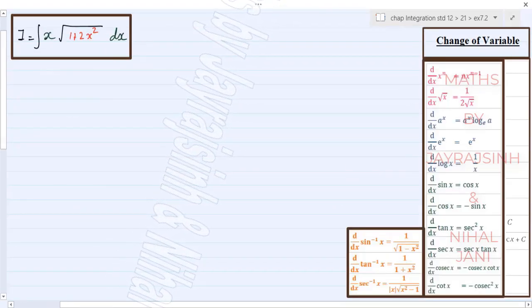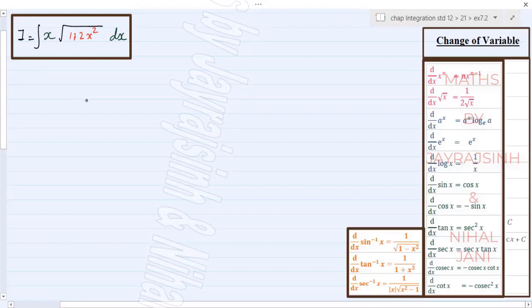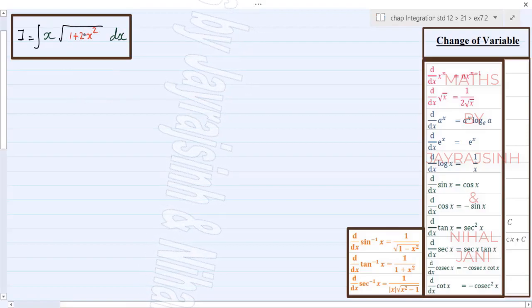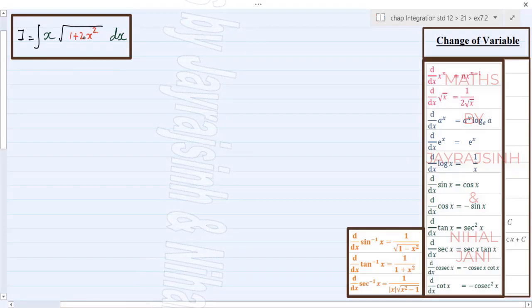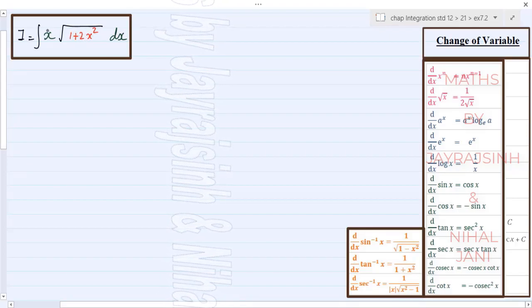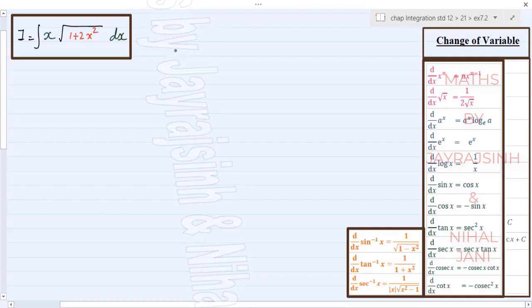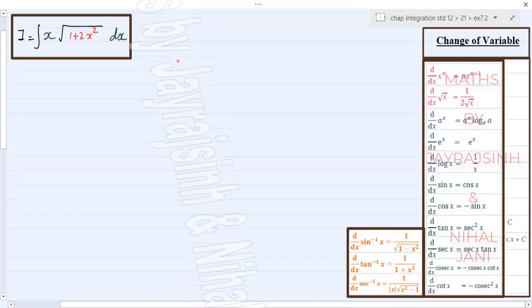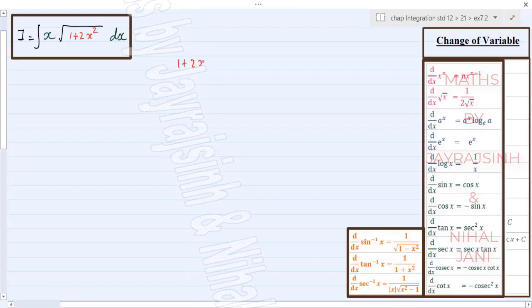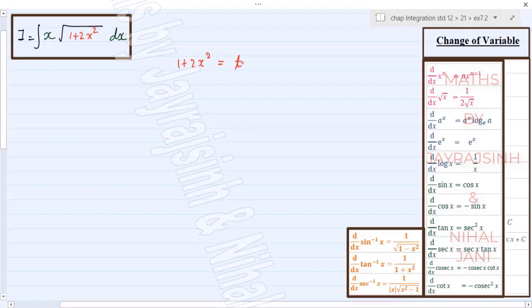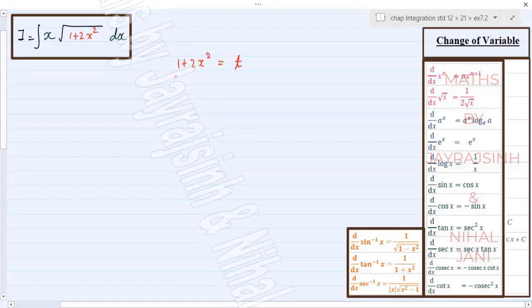Here we have to integrate x under root of 1 plus 2x square. So here 1 plus 2x square is your inner function, as well as its differentiation can be adjusted within the multiplication of dx. So let's say 1 plus 2x square as your new variable t. Now differentiate both the sides.